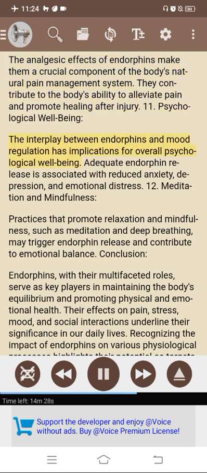11. Psychological well-being. The interplay between endorphins and mood regulation has implications for overall psychological well-being. Adequate endorphin release is associated with reduced anxiety, depression, and emotional distress. 12. Meditation and mindfulness. Practices that promote relaxation and mindfulness, such as meditation and deep breathing, may trigger endorphin release and contribute to emotional balance.